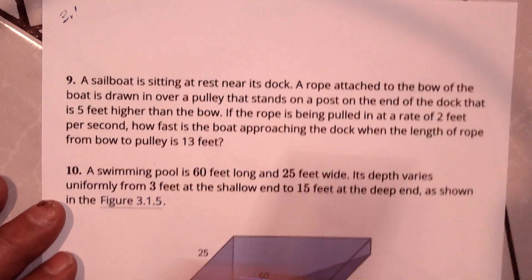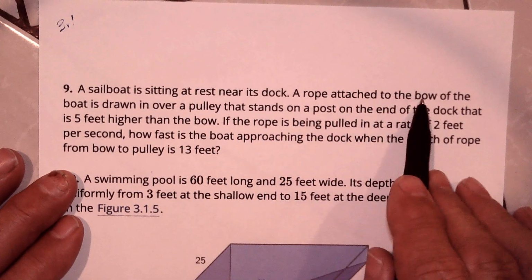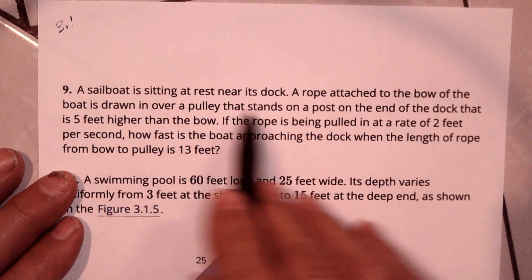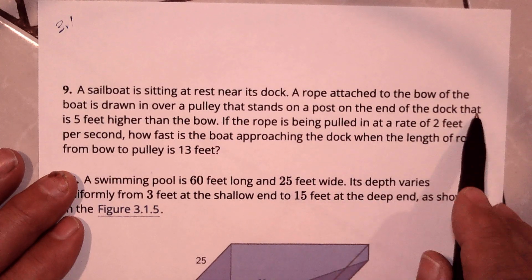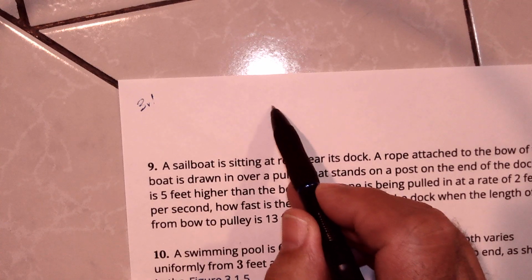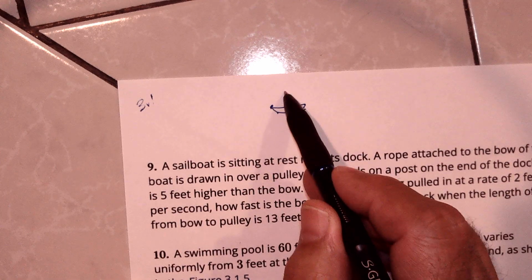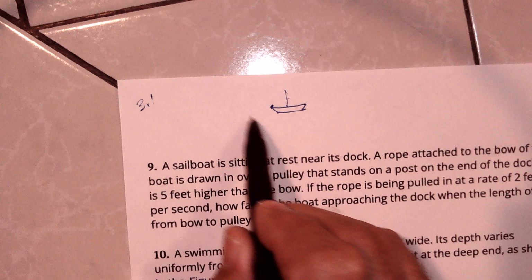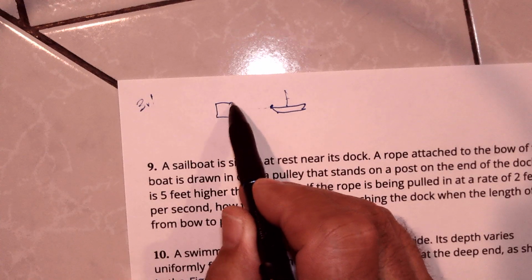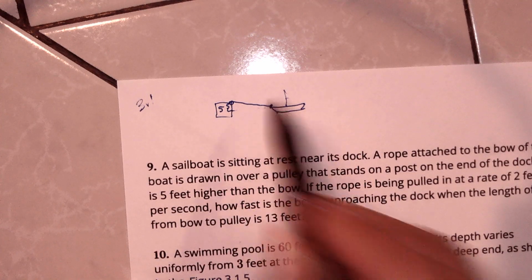All right, we have a sailboat sitting at rest near its dock. A rope is attached to the bow of the boat and drawn in over a pulley that stands on a post at the end of the dock, 5 feet higher than the bow. So we have the boat's bow, the sailboat, and 5 feet above that on the dock, there's a pulley where the rope is attached.